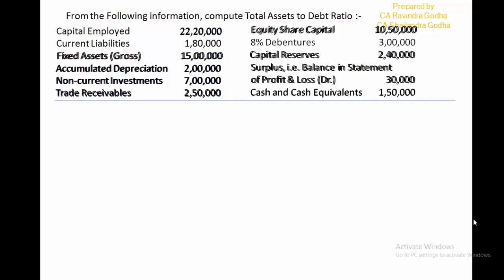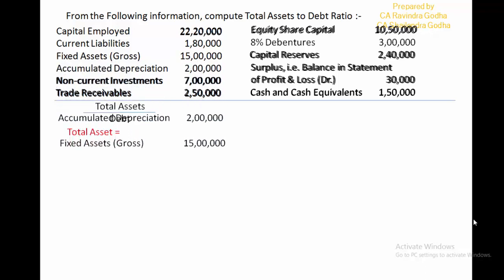Next question. In this question lots of content is given, and we check whether the content of our ratio is given or not. The ratio is total assets divided by debt. Total assets is equal to gross fixed assets, and accumulated depreciation is deducted from fixed assets. If net fixed assets are given, then we do not deduct accumulated depreciation from it, because net means after deducting depreciation. But if gross is given, then we have to deduct accumulated depreciation from it.